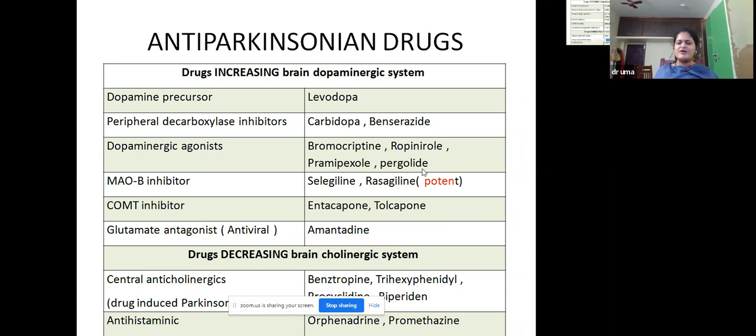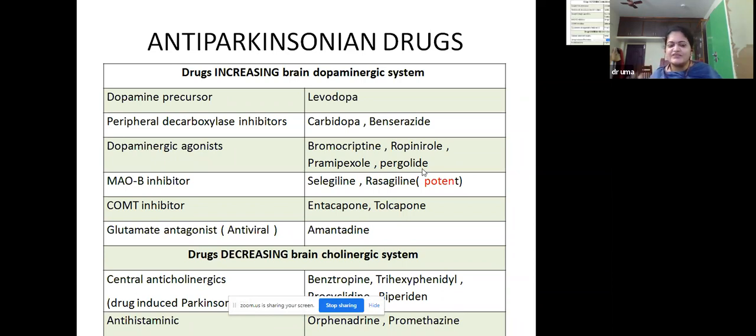So when you give dopamine directly, it gets degraded in the periphery itself by the peripheral decarboxylase enzyme. Only a little dopamine will enter the blood-brain barrier. So we give a dopamine precursor, that is levodopa. Levodopa gets converted into dopamine in the periphery. About 99% of the levodopa gets converted into dopamine in the periphery. Only 1% enters the brain.